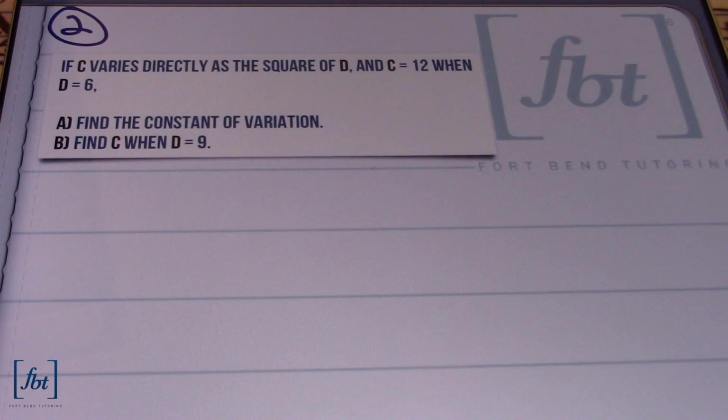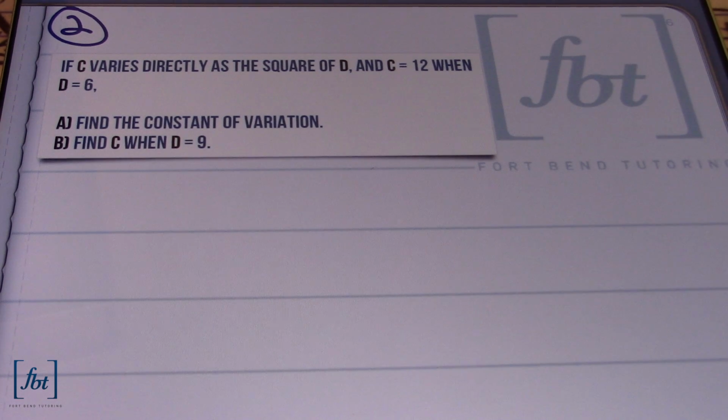All right. In problem number 2, it says if c varies directly as the square of d and c equals 12 when d equals 6, find the constant of variation, and also they want us to find c when d equals 9. So the first thing I want to do is I want to set up my problem using the format of direct variation.